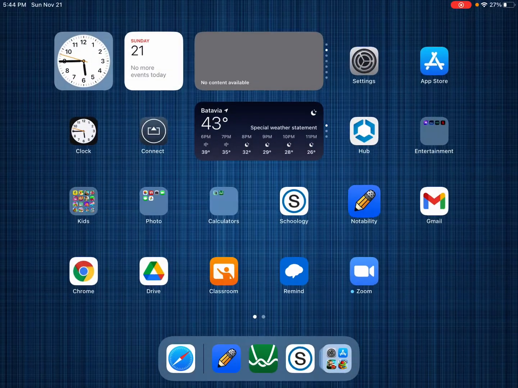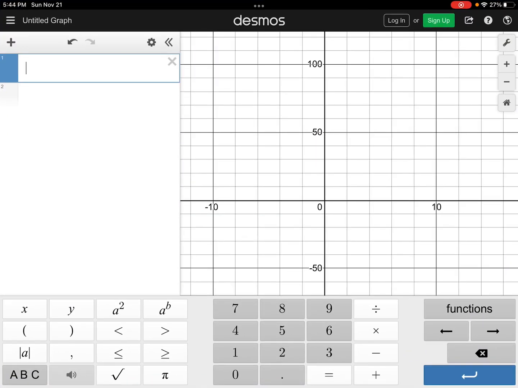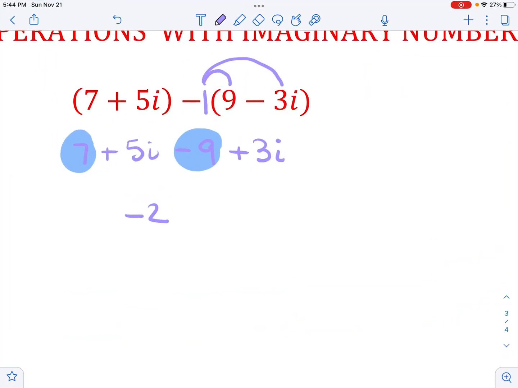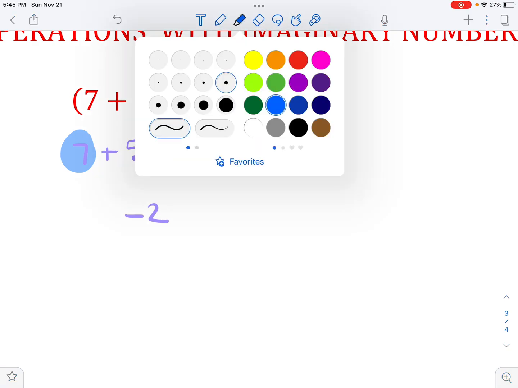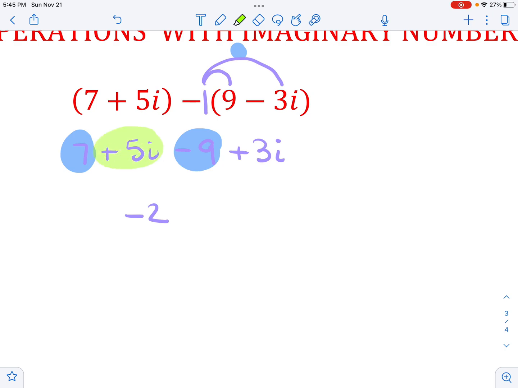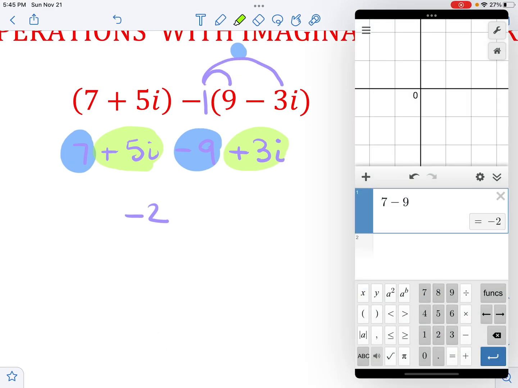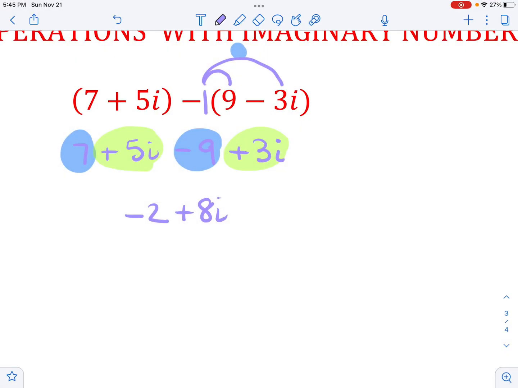Again, if you don't believe me, 7 minus 9, see, -2. I guess I could split screen this for you. And then I'll do the same thing with the imaginary numbers. I've got a +5i with a +3i. So I'll just type in 5 plus 3 on Desmos, and that's 8. So plus 8i. I wonder if you can see the split screen. Hopefully you can, but maybe you can't, so I'll just take it off just in case. 5 plus 3 is 8.